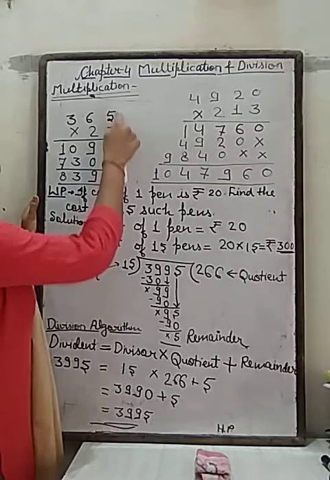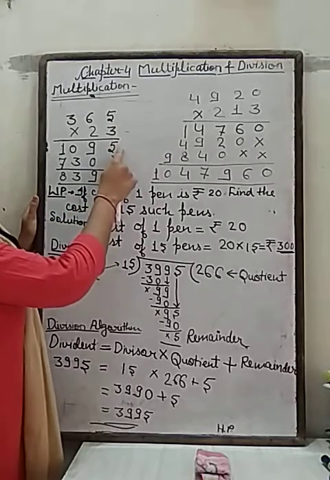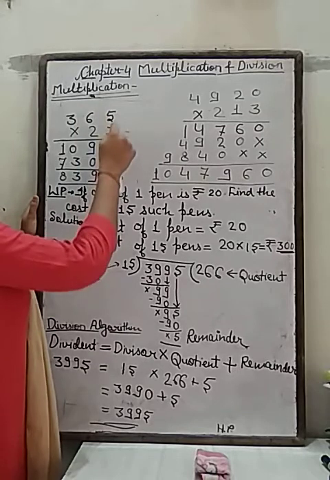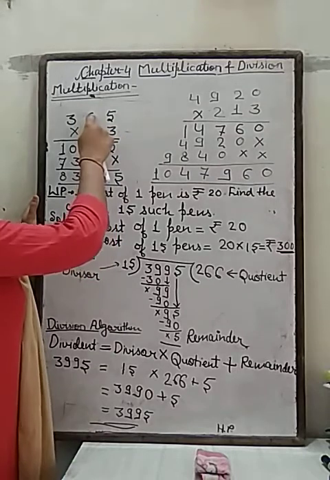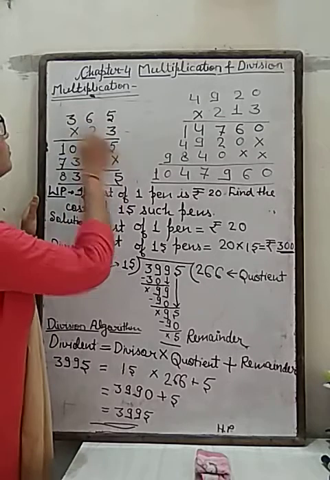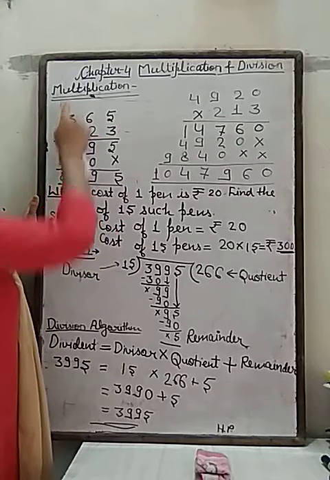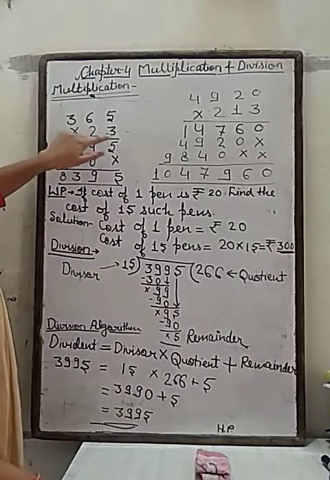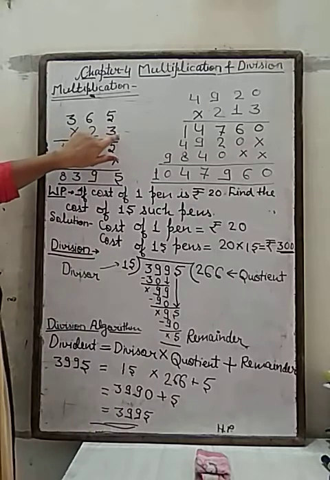It means 3 5s are 15. 5 carry 1, and 3 6s are 18. 18 plus 1 is 19. 9 carry 1. Next 3 3s are 9, plus 1 carry, that is 10. Now 3 digit multiplication is done.